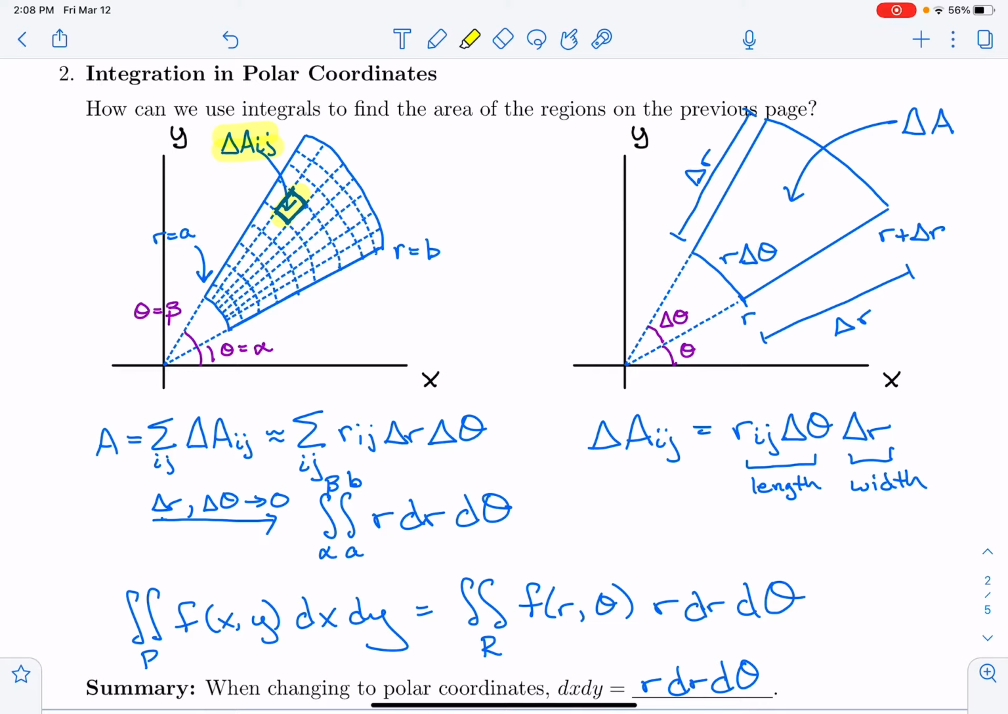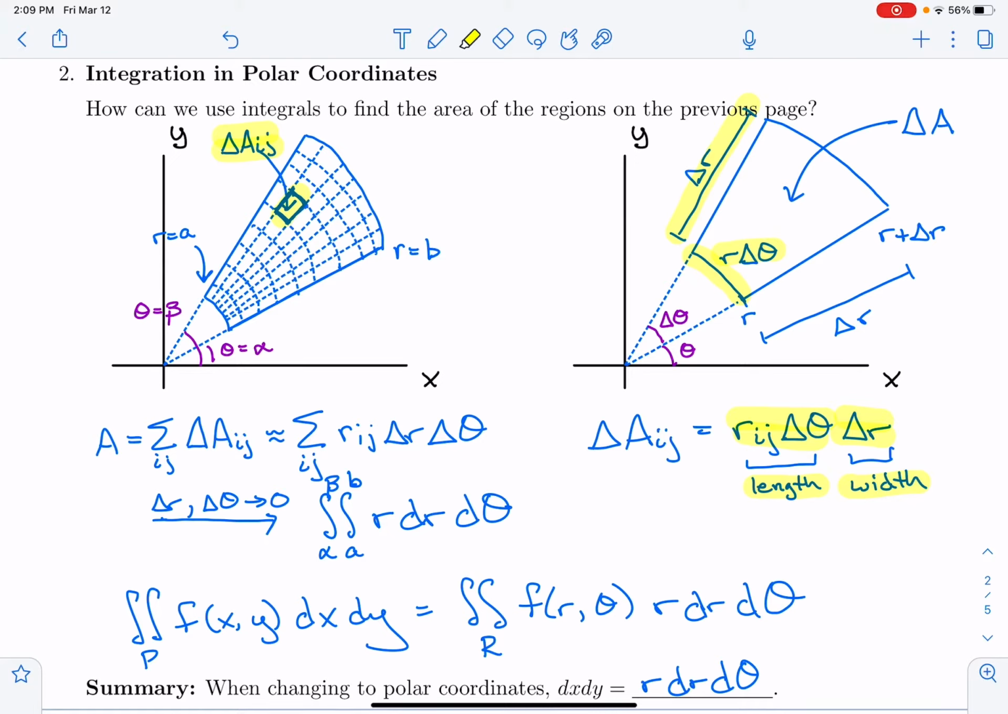Now, if you look to the right, one of those areas, delta A sub ij, we can think of as being just a length times a width. The length is going to be this distance, r times the angle delta theta. We got that by our geometric formulas for arc length of a sector of a circle. And then the width was delta r. So the area of our region was r delta theta times delta r. That was just for one of those approximate rectangles.